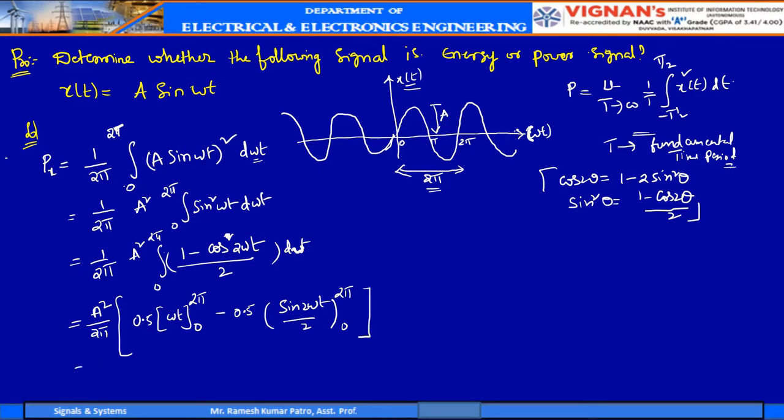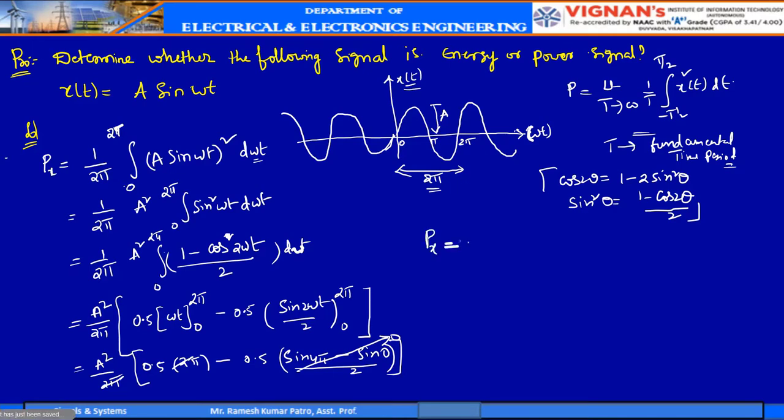Now this is a square by 2 pi, and this is 0.5. If I substitute the limits, it will be 2 pi minus 0, which is equal to 2 pi minus 0.5. So if you substitute 2 pi here, it will be sine 4 pi minus the lower limit sine 0, divided by 2. So this value turns out to be 0. Therefore this 2 pi and this 2 pi will be cancelled, and we are left with the power of the signal Px equal to a square by 2.